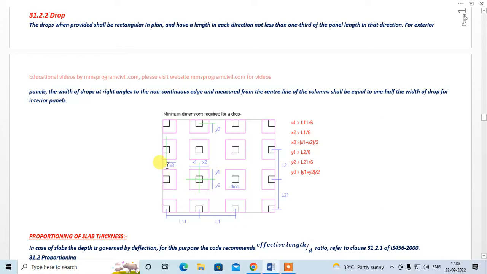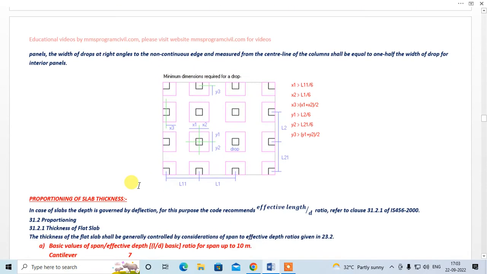Now in case of exterior drop, this should be x3. Fine. So x3 should be greater than x1 plus x2 divided by 2 plus half the column width, right? Similarly, y3 should be greater than y1 plus y2 divided by 2 plus half the width of the column, right? So this is the minimum dimension required to be given to the drop.